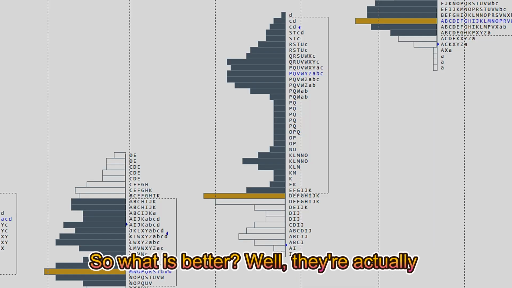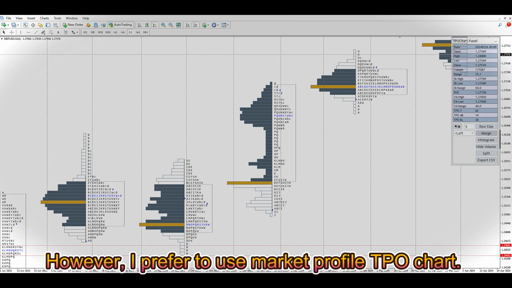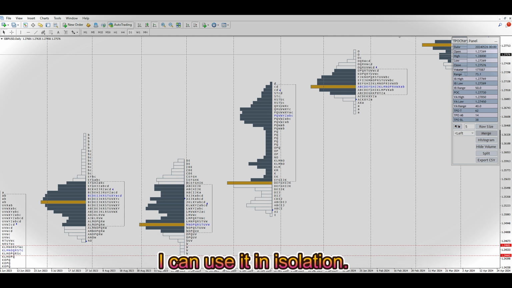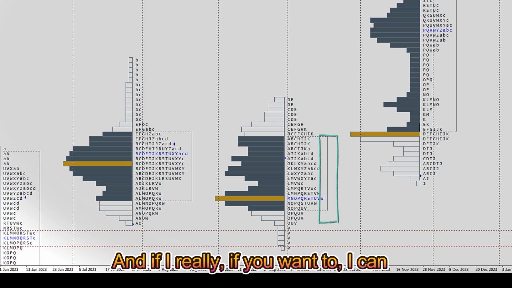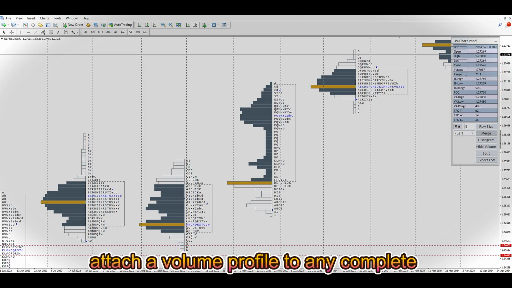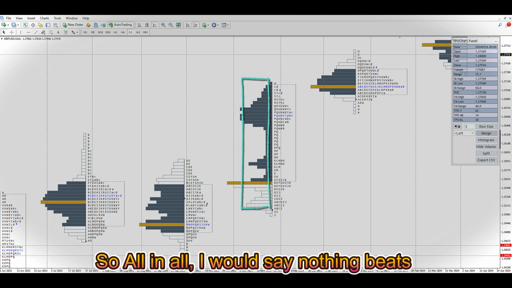So what is better? Well, they're actually supposed to be used together. However, I prefer to use market profile TPO chart. I can use it in isolation. It gives me statistical benchmarks like value areas and points of control. And if I really want to, I can attach a volume profile to any complete market profile TPO session. So all in all, I would say nothing beats a TPO chart.